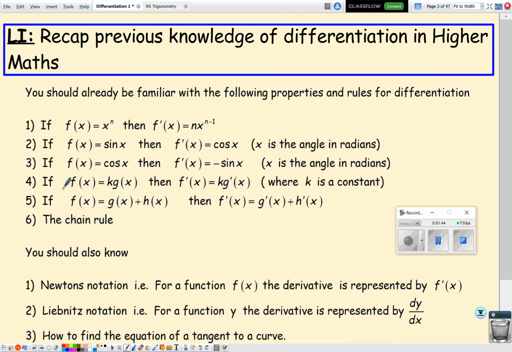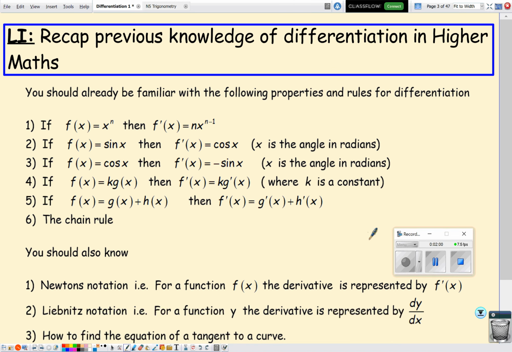Number four is a bit of a funny one. You don't often see number 4 written, but I figure it is one that's written in a lot of maths textbooks. And at this level, you probably should just see it. So if a function is k g of x, then the derivative is k times g dashed of x.